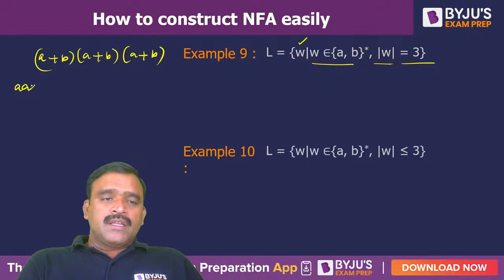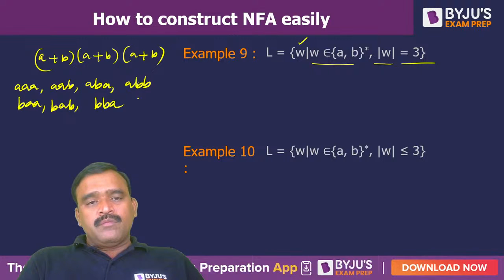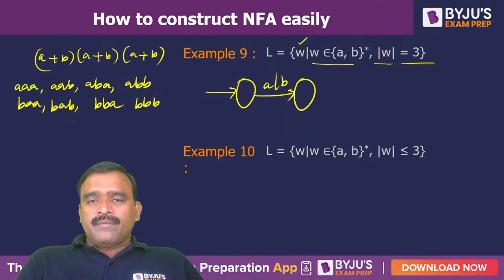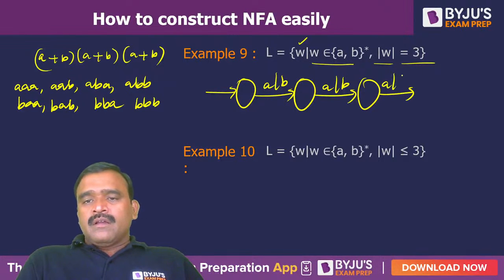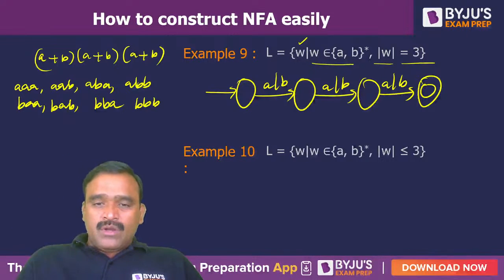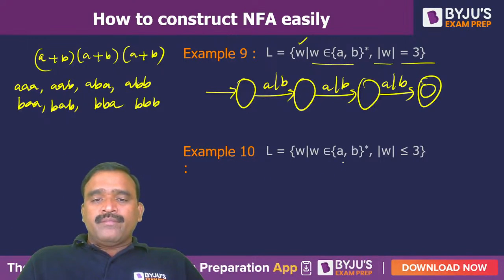We may get a string like AAA, AAB, ABA, ABB, BAA, BAB, BBA, and BBB. So these are the strings. So 3 times they are coming, so you can take 3 times. It is an NFA only, so A or B. You can go to the final state only after length 3 is maintained, and that is the stop. There won't be a fourth length. Is it clear? Now coming to the 10th one.